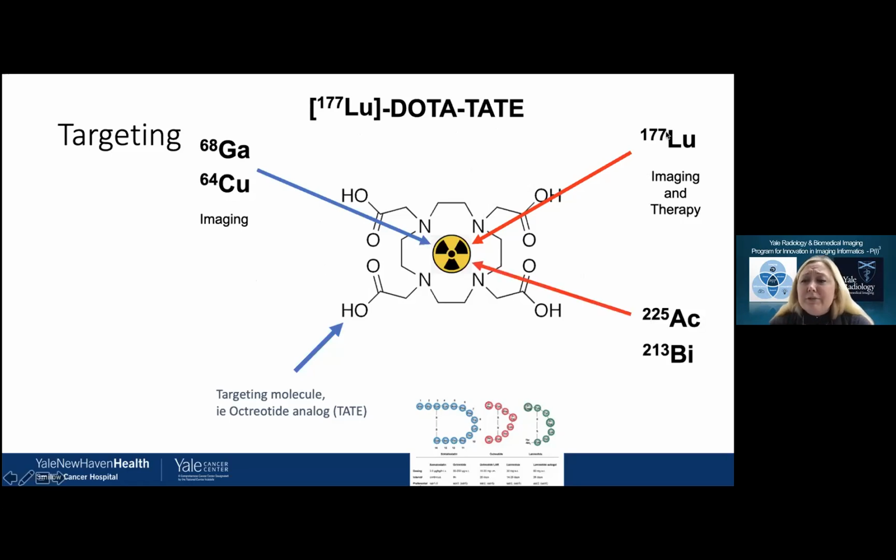Now, we don't just have to do lutetium. We can also use other radionuclides such as alpha emitters. And here at Yale, we're now approved to start doing these. And it's a very exciting new development to start doing these therapies in patients.